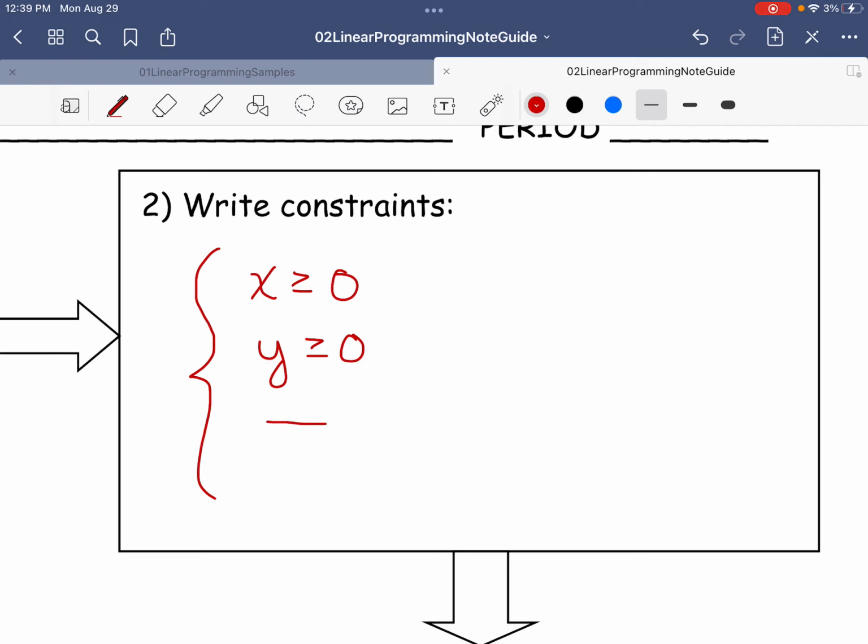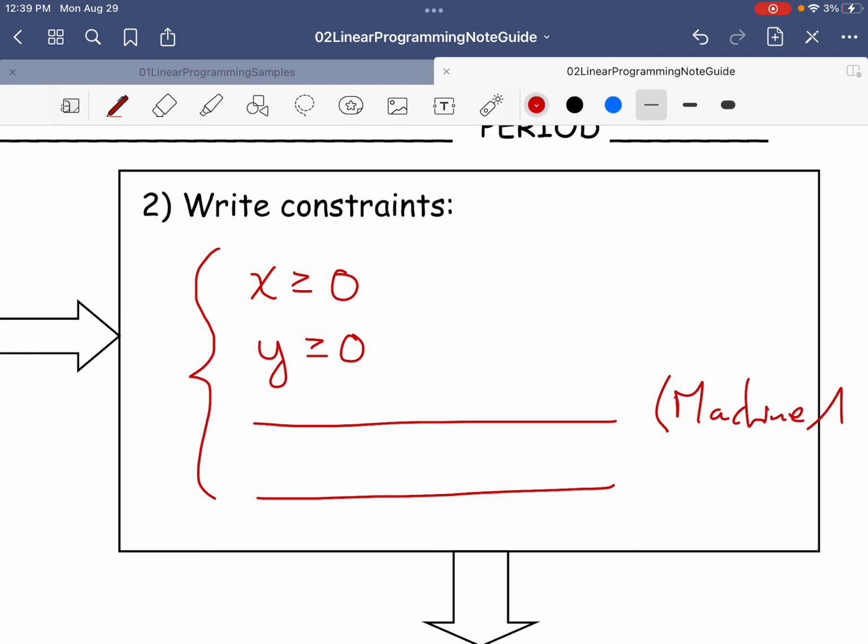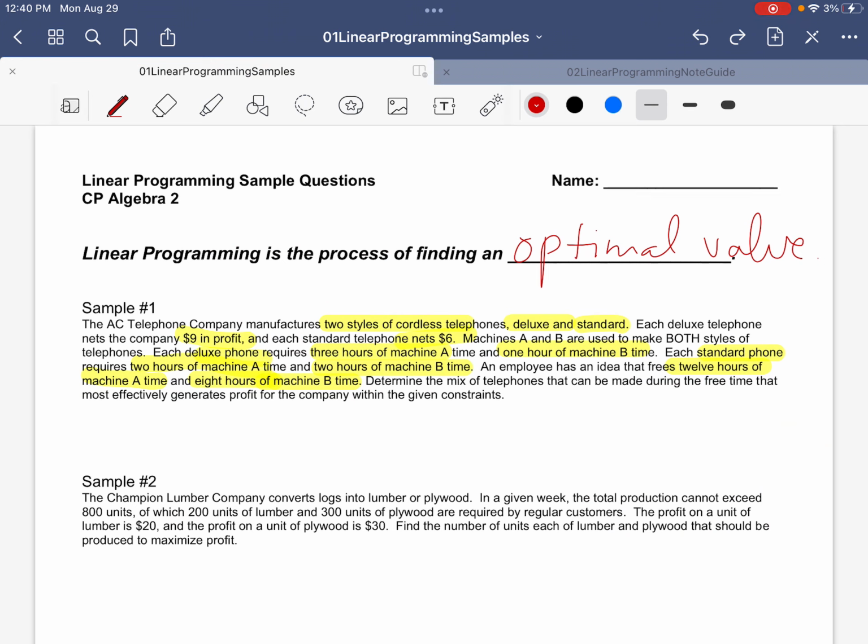Now, the other two constraints get a little more complicated. But if we go back and read carefully, we find out that there's statements about machine A and machine B. And those statements about machine A and machine B refer to how many hours they can work. In the middle of your paragraph, it says that a deluxe phone is going to require 3 hours of machine A. But it says that a standard phone is going to require 2 hours of machine A.